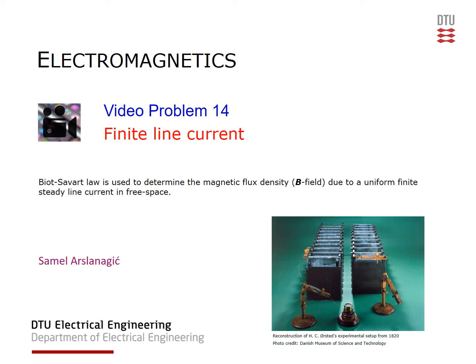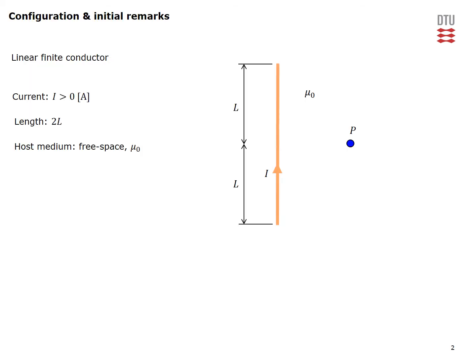So welcome to video problem 14, where we will use Biot-Savart's law to determine the B field for a uniform finite steady line current in free space. You can see the configuration here.